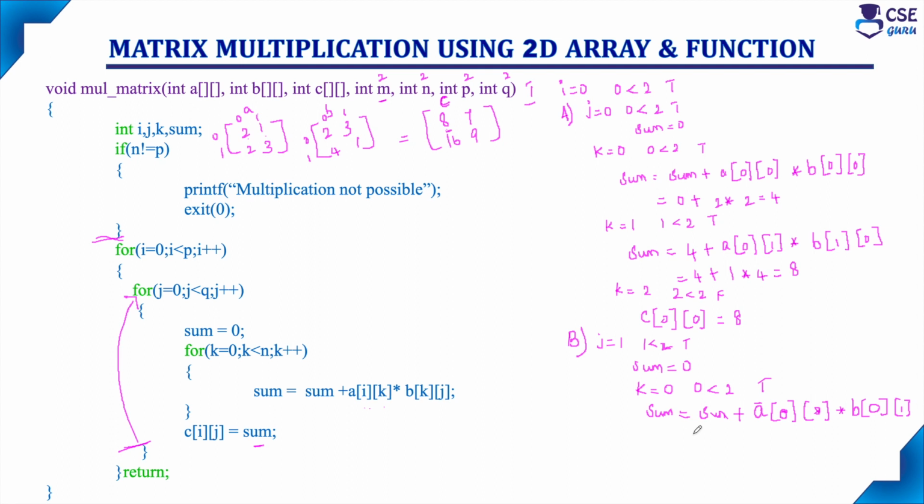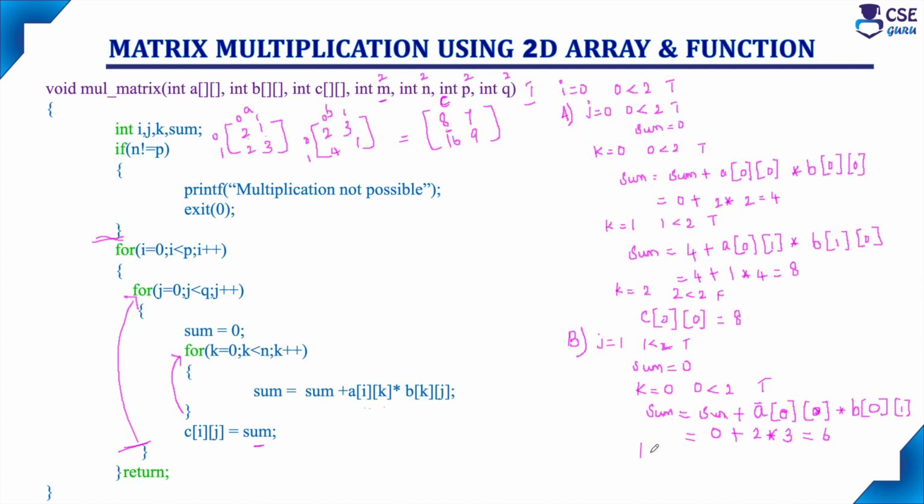Okay. So here we have reinitialized sum to 0. So 0 plus A of 0, 0 position. What is the value? A of 0, 0 is 2. Okay. So 2 into B of 0, 1. So B of 0, 1 position value is 3. 2 into 3. So we will get 6 here. Okay. Next, after executing this statement, control goes to the inner for loop K only.